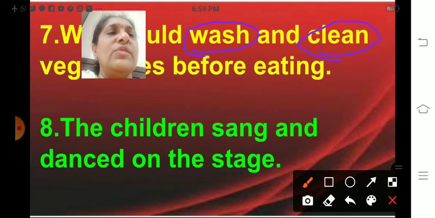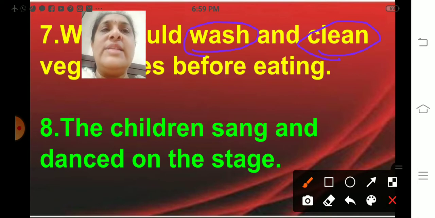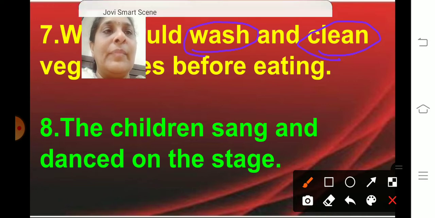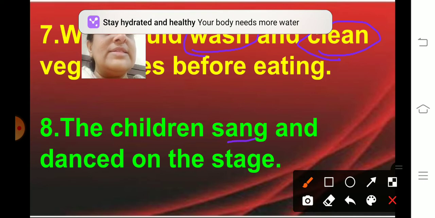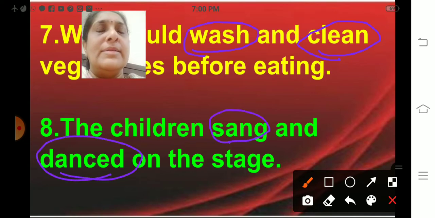Next, the children sang and danced on the stage. Here also there are two verbs. Think, what are they? Yes, sang, danced.